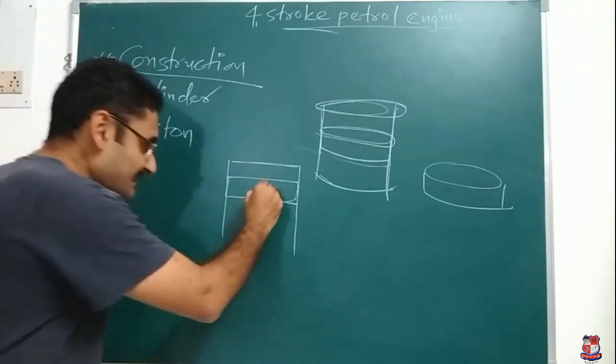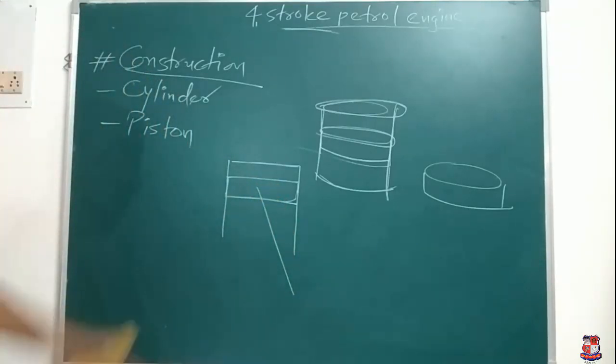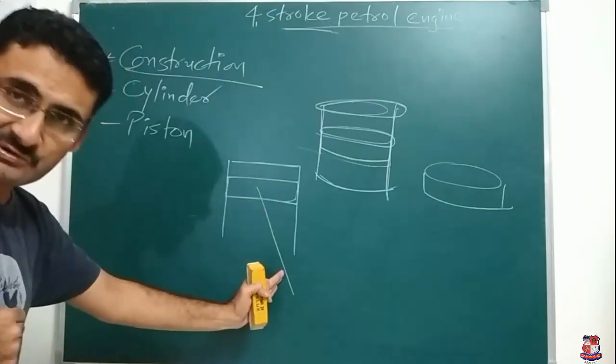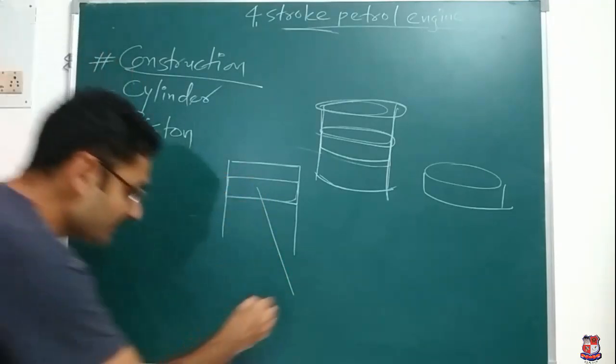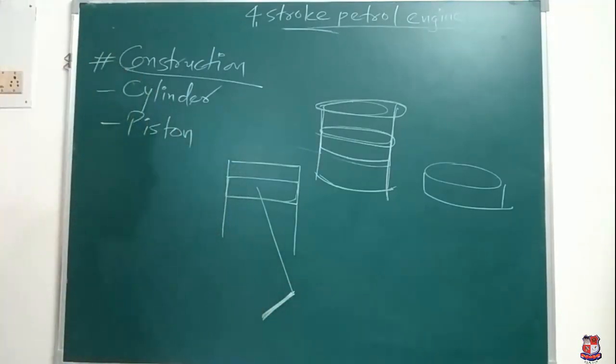Now that piston is connected with one rod. That rod is known as connecting rod. Why? Because connecting rod is used to connect the piston with the crank. So I will draw the crank. So this dark portion is known as crank.